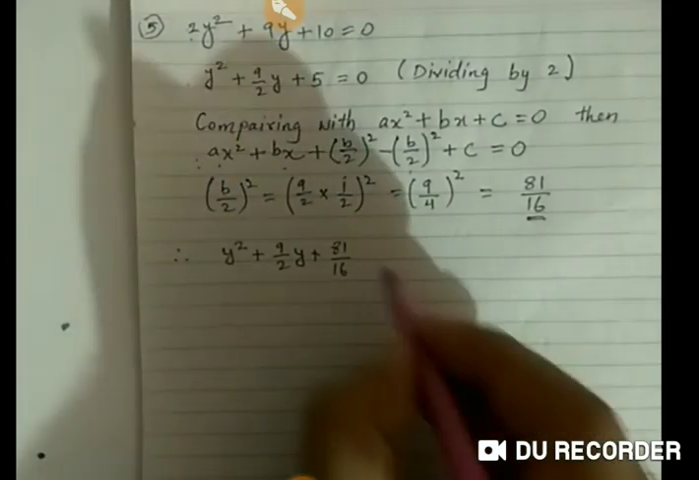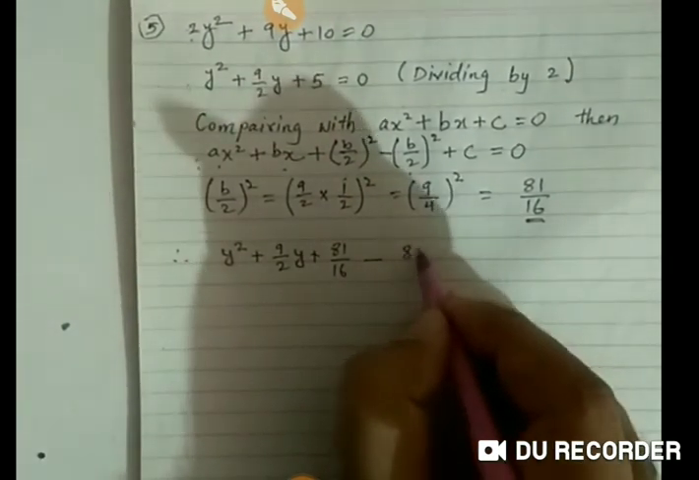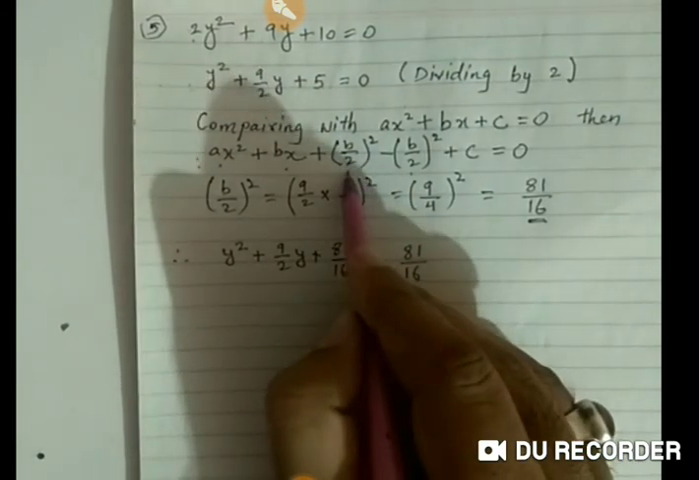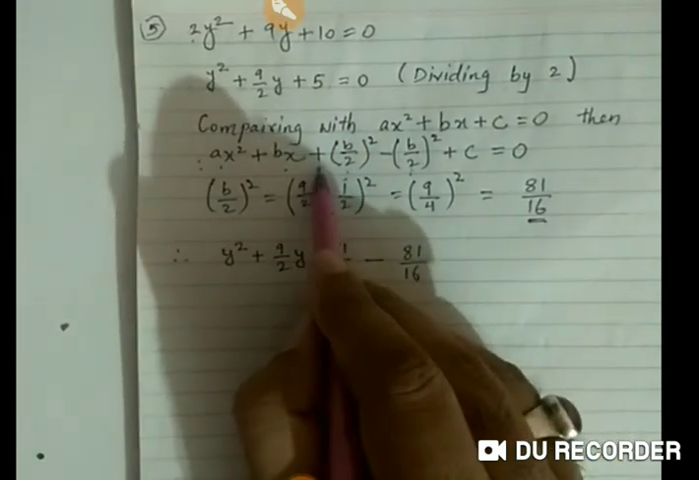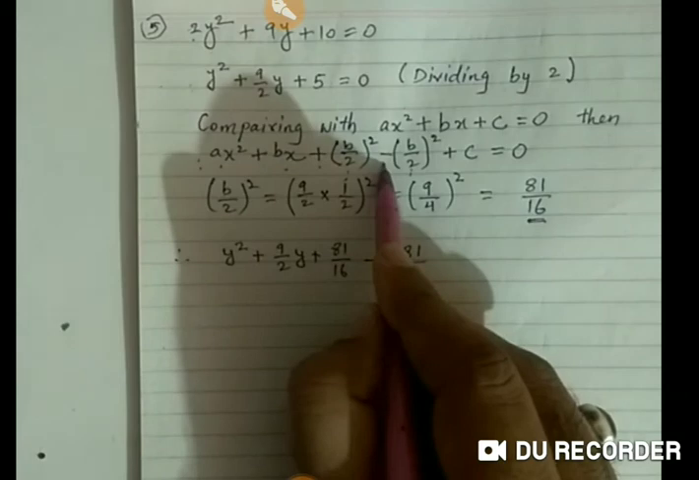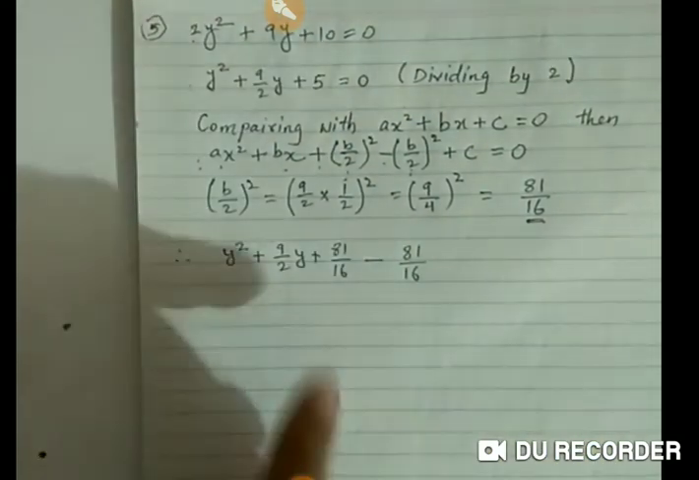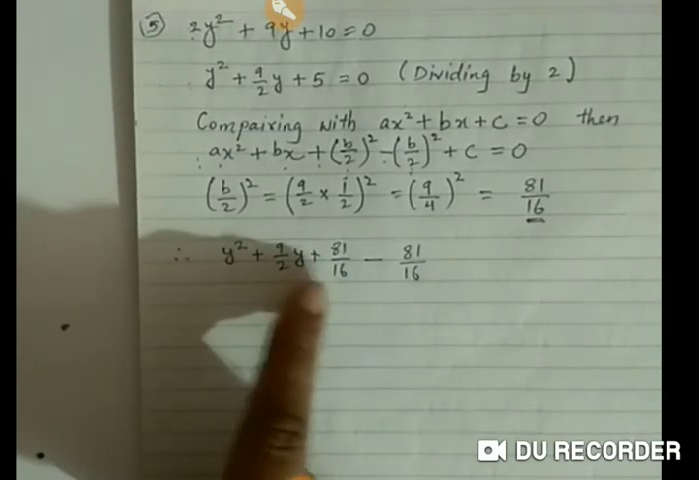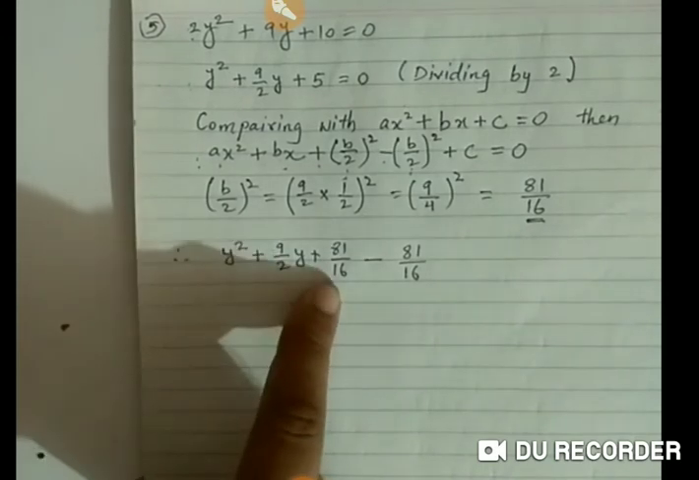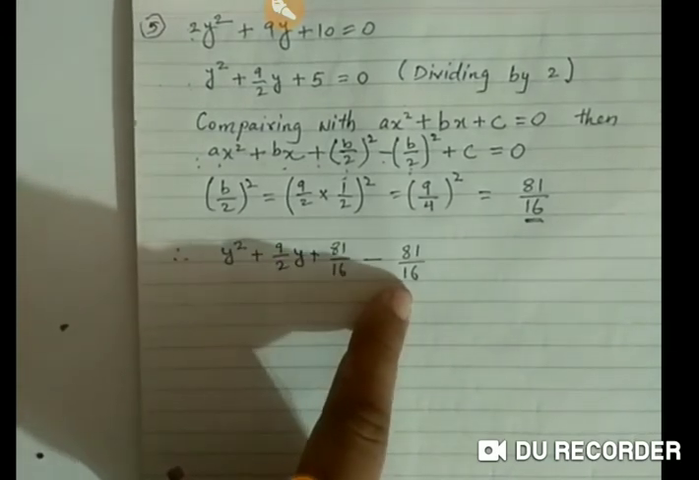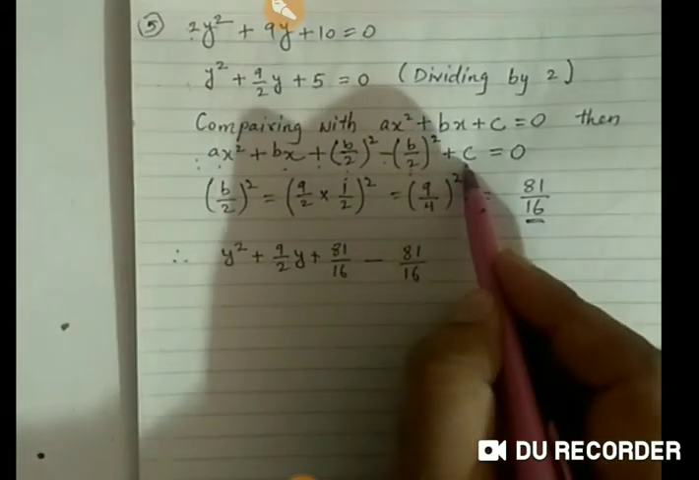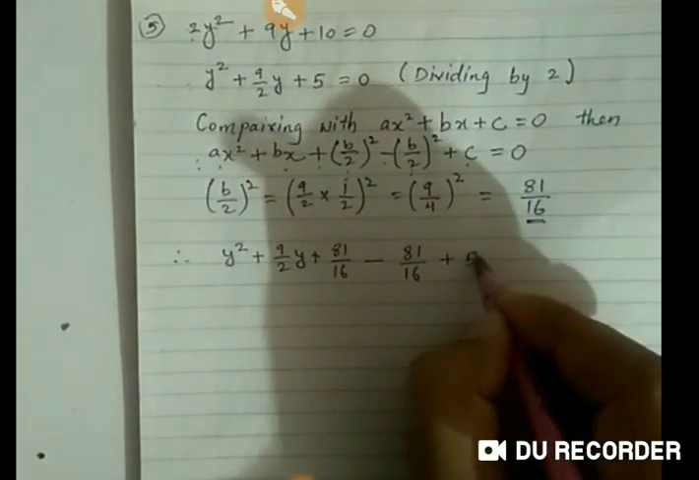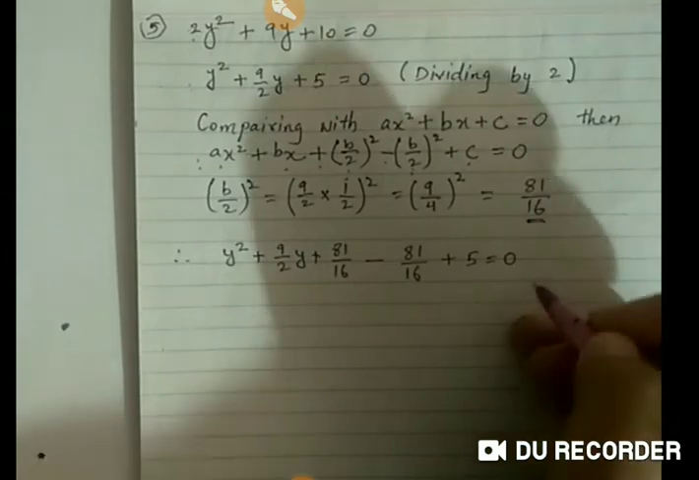then minus 81 upon 16. Look, b by 2 whole square, b by 2 whole square. Once we add b by 2 whole square, once we need to subtract b by 2 whole square. So here b by 2 whole square is 81 upon 16. So in the original equation, once we add and once we subtract, plus c. What is the value of c? That is 5 in our original equation, which equals 0.